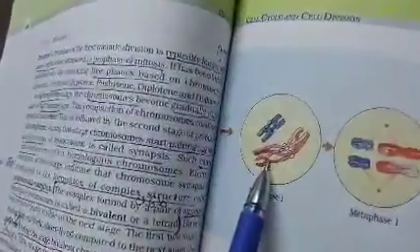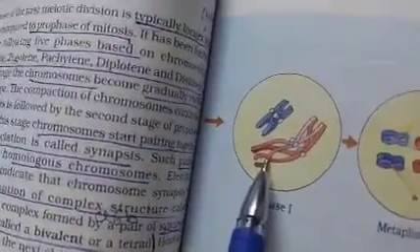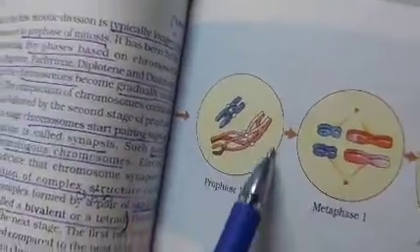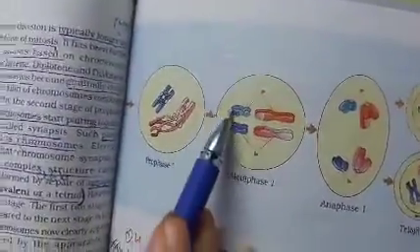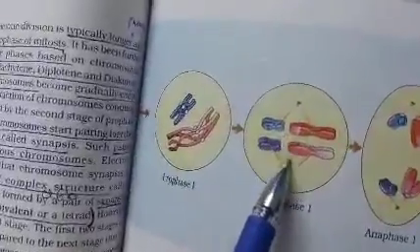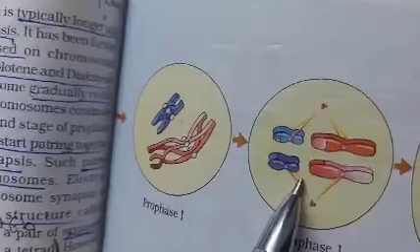Now, next is metaphase 1. Now we'll look at this diagram. In this diagram, prophase 1, see how the chromosomes are X-shaped structures, and they are the chiasmata, and there is disappearance of nuclear membrane and nucleolus. In metaphase 1, the chromosomes show maximum condensation and this is the stage where we can count the number of chromosomes.